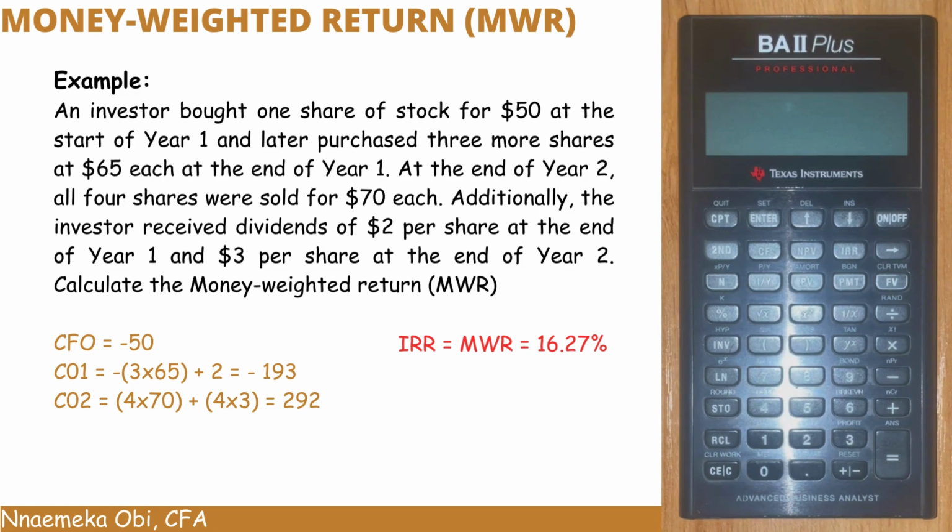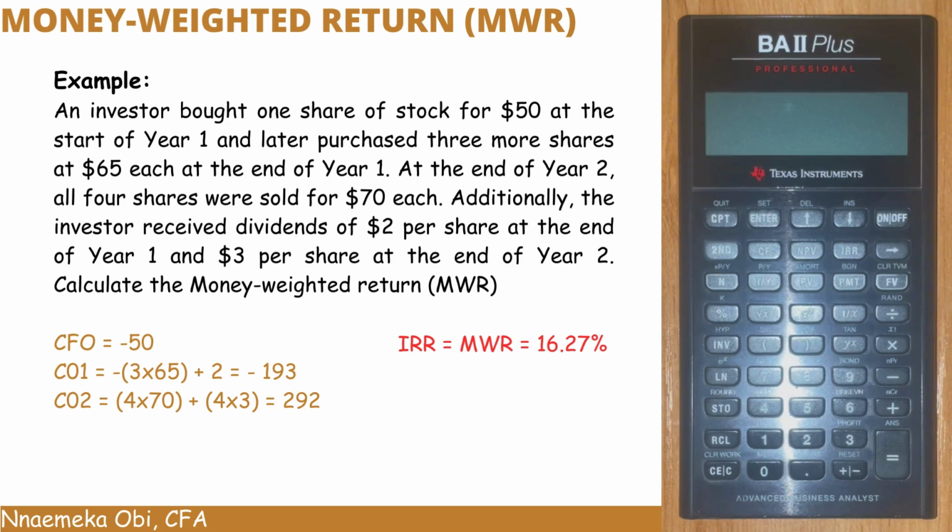Now, we are going to add a dividend of $2. This $2 dividend is coming from the one share the investor purchased at time zero, or at the beginning of the period. So if we add everything, the cash flow at time one is equal to minus 193.